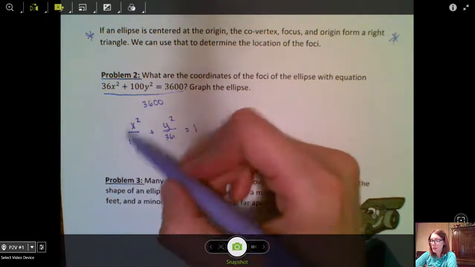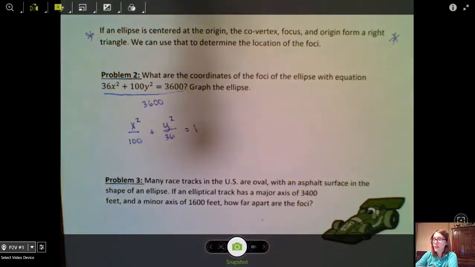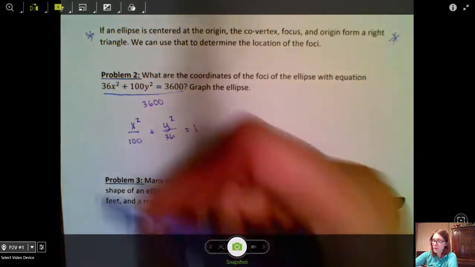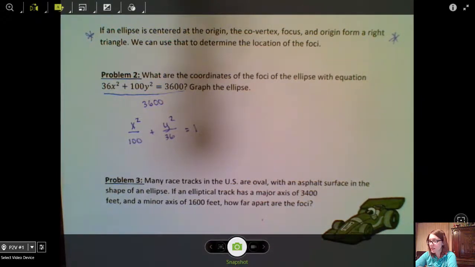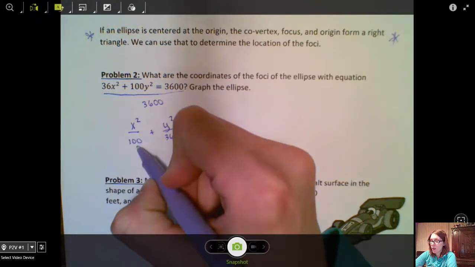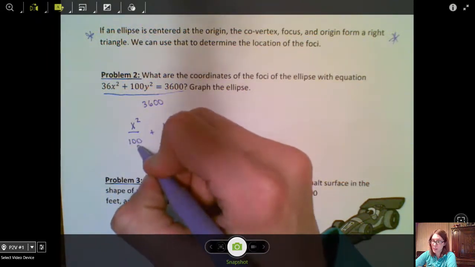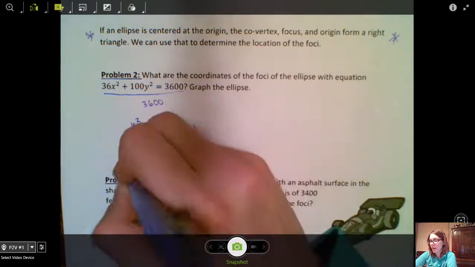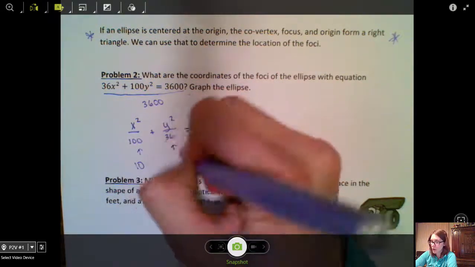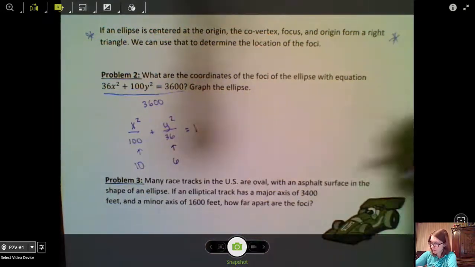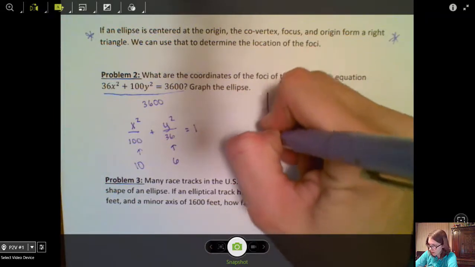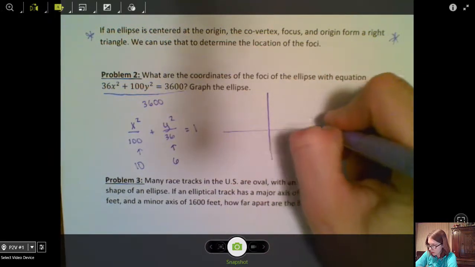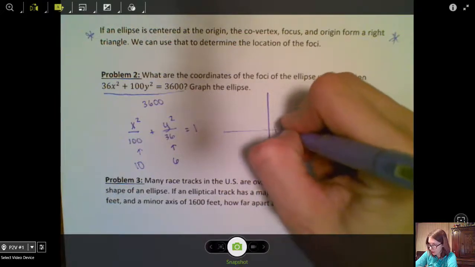And since my number underneath the x term is bigger, that tells us that our ellipse is going to be more horizontal, more like a horizontal oval, I guess. And to figure out where our vertices and covertices are, keep in mind that the square root of this number and the square root of this number tells us our covertices and vertices. So what number squared gives us 100? 10. What number squared gives us 36? 6. And really, to figure out where the foci are, using the fact that a right triangle is formed, we could use the help of having a picture drawn.